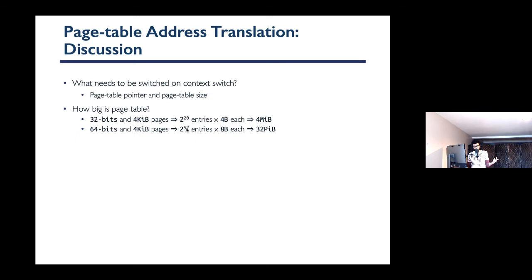Now we have 2^52 entries, each one of them 8 bytes. That's 32 petabytes. Usually if you go and buy a system today, your physical memory is going to be at most like 64 gigabytes. Now, just one page table in a 64-bit system could be as large as 32 petabytes, right? So this doesn't make sense. Now my page table is bigger than my physical memory.